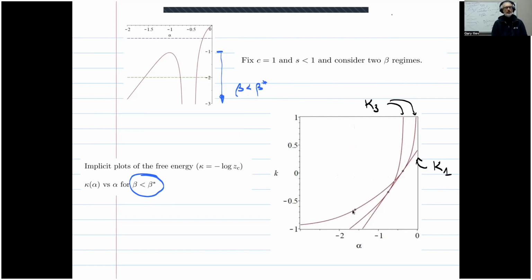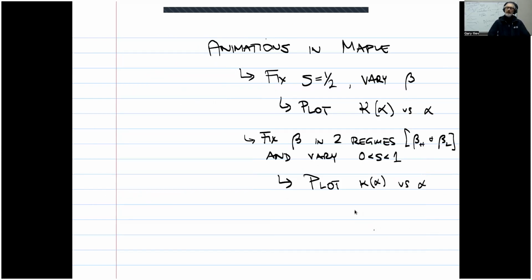Also there, I'm not sure, this is this third crossover point, this far one at around -0.5, and I'm not sure what that is picking up. But I have lots of animations of these sorts of things in Maple, where I fix the stiffness and vary beta, or fix beta and vary the stiffness. And I still don't quite know what's happening, but that's where things are at right now.